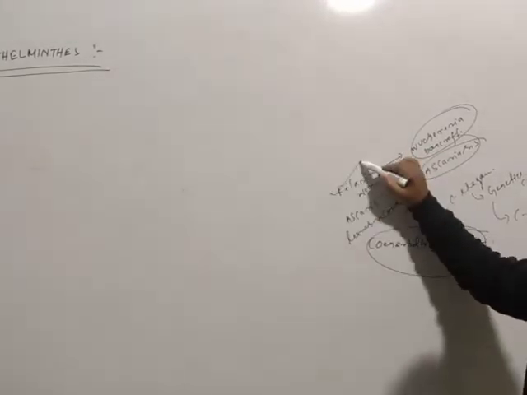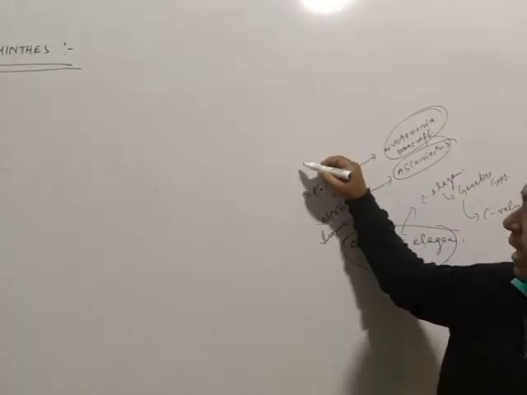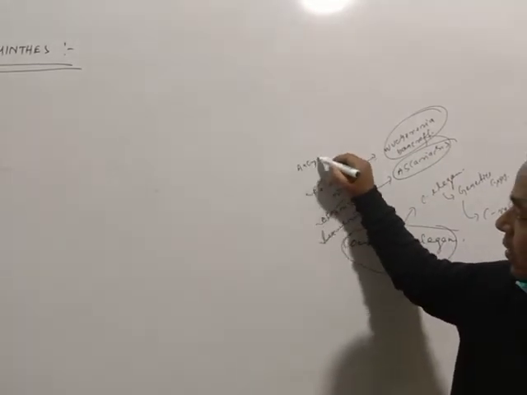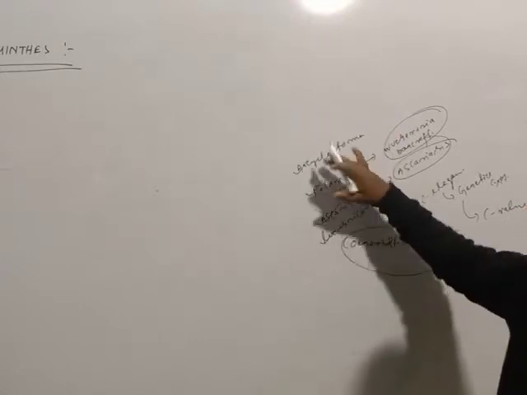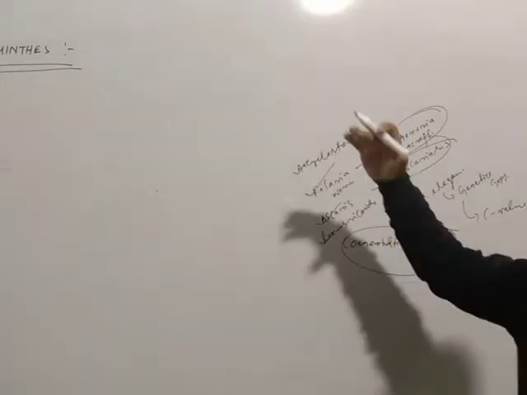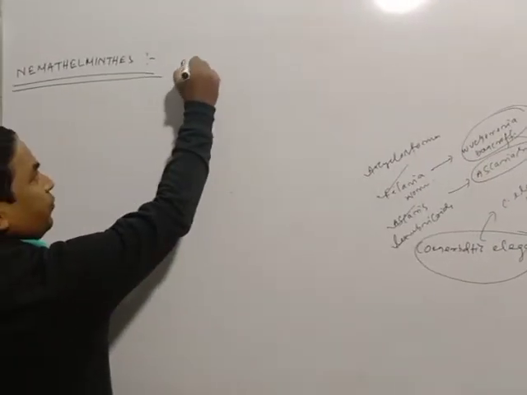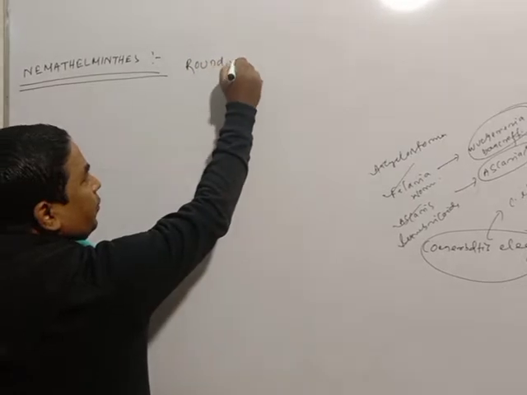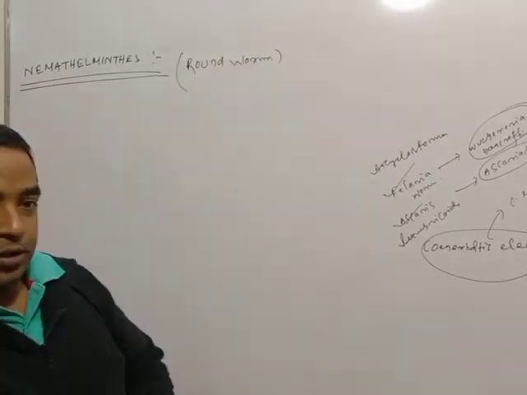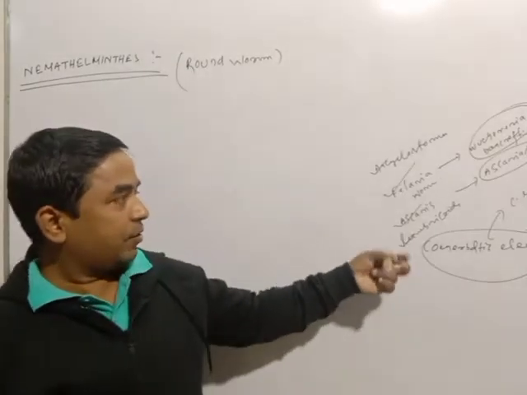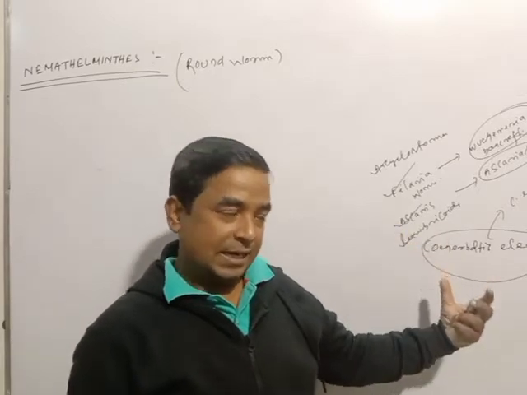So filaria, ascariasis, Ascaris lumbricoides and hookworm. These come under nematodes, which are popularly called roundworms. Today we are going to discuss all these common members and their generalized characteristics.